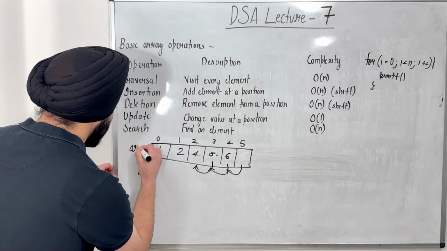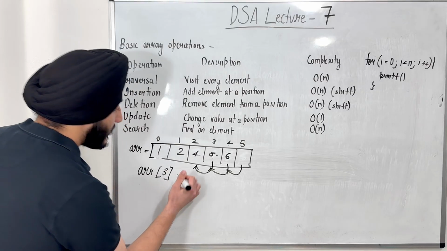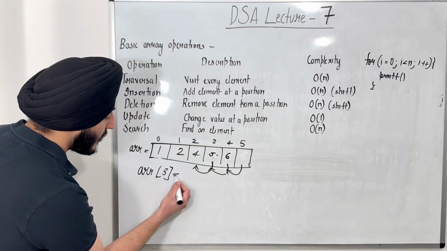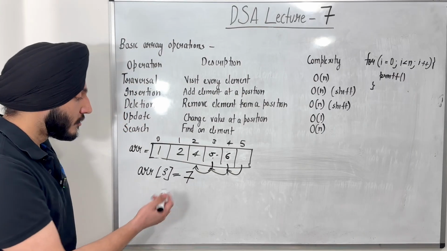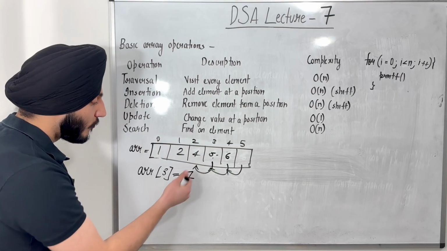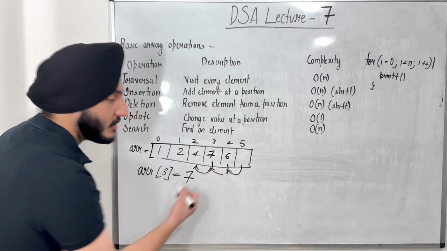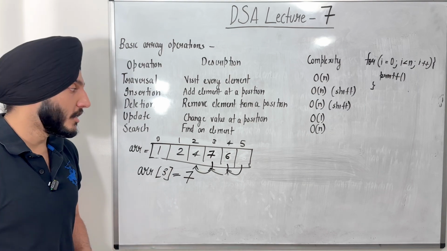So let's say this is ARR, right? I can just do ARR[3]. Let's say I want to access the element at index 3, right? Then I just have to do ARR[3] and change it to 7, right? So let's say I had to change the value. What this would result in is this 5 would change to 7 now, right? So update is very simple to understand. I hope that totally makes sense.